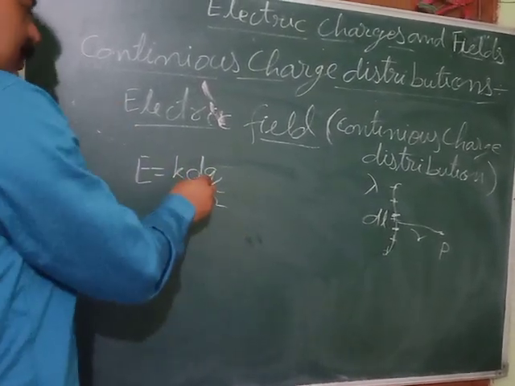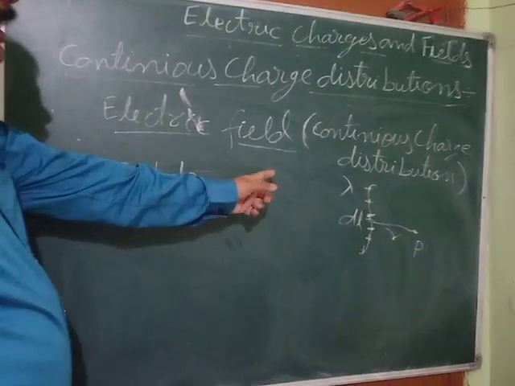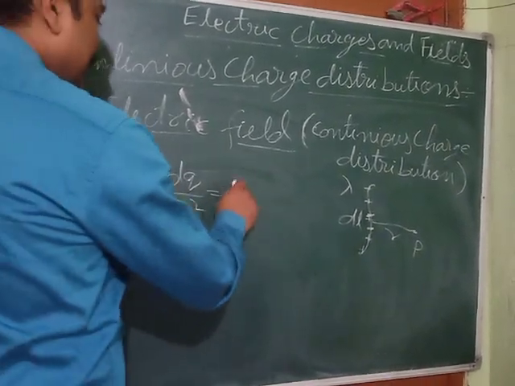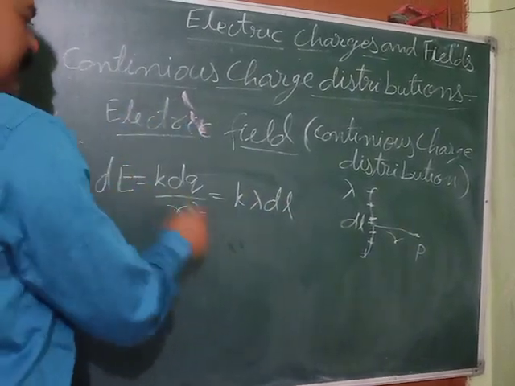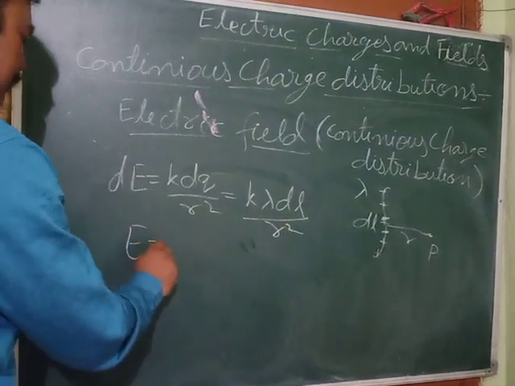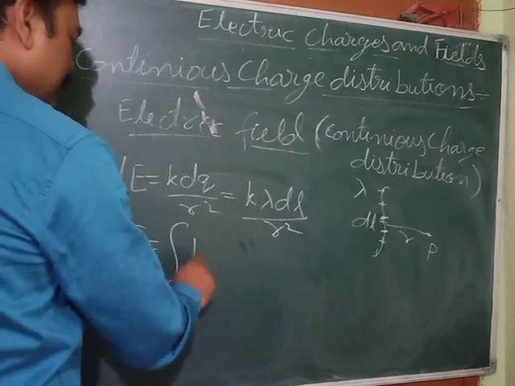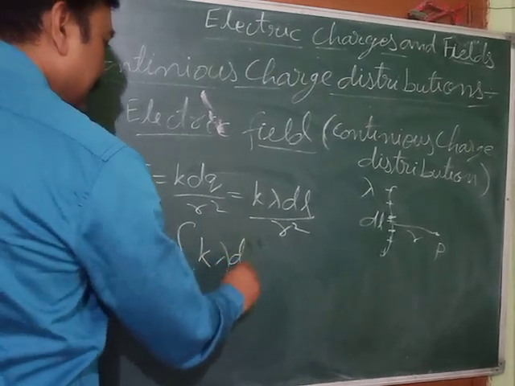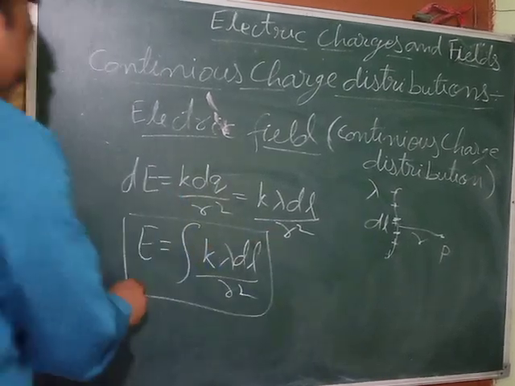Now what is dq? Already we have discussed, in case of force, it will be lambda dl. So we can write k lambda dl. This will be obviously dE upon r square. Now if you want the net electric field intensity at point P, then you need to integrate k lambda dl upon r square. This way you have to calculate.